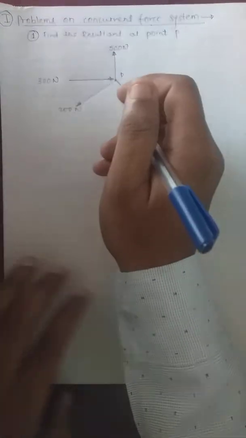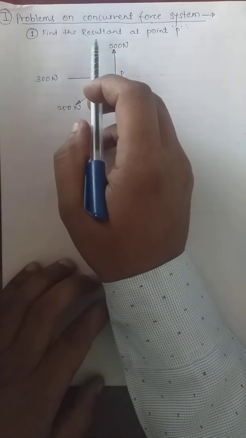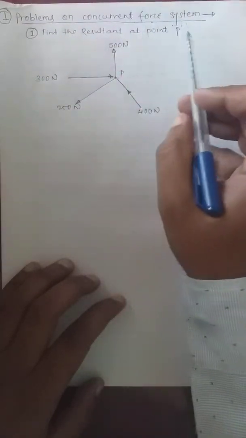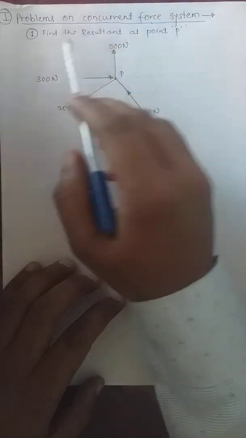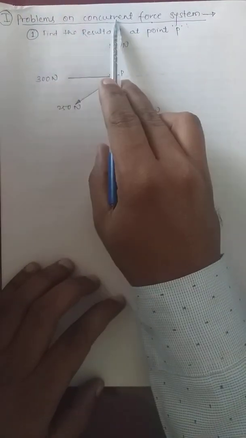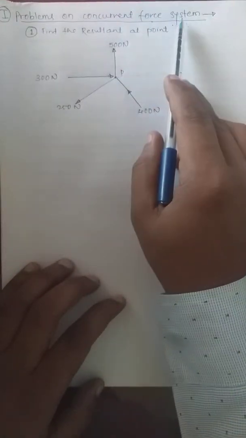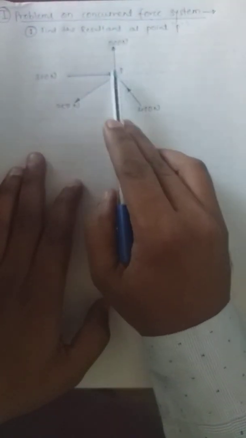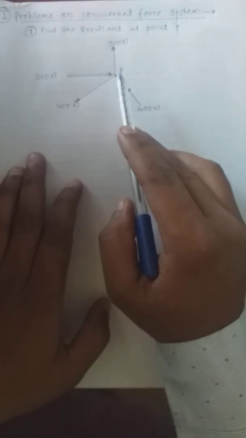Okay, so type number one is problems on concurrent force system. As we have discussed, there are three types of force system: concurrent force system, parallel force system, and generalized force system. Concurrent force system means when all the forces meet at a particular point, that force system is called a concurrent force system.